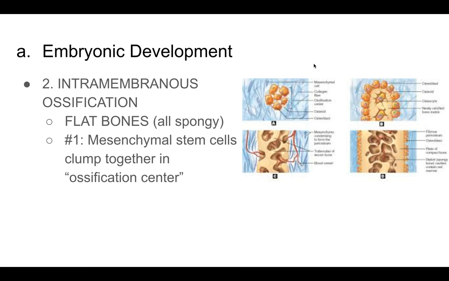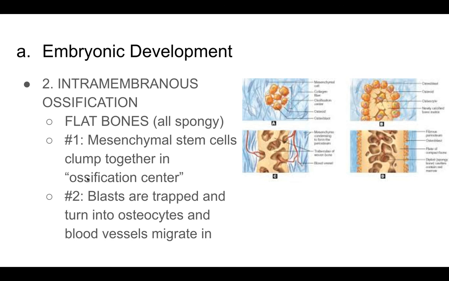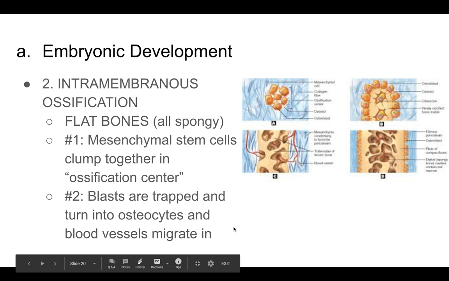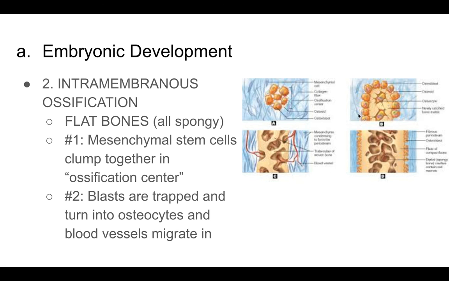So the first step, step number 1, which we see in this top diagram, you have a whole bunch of stem cells that are going to clump together and create something called an ossification center. Now, it's not terribly important, but if you wanted to know, they're called mesenchymal stem cells. But stem cells are going to clump together in the middle of this membrane tissue and form an ossification center. Then number 2, very similarly, these stem cells, looking at this diagram right here, are going to convert into blast cells, and they're going to start building bone.